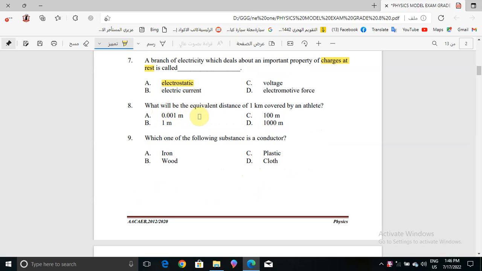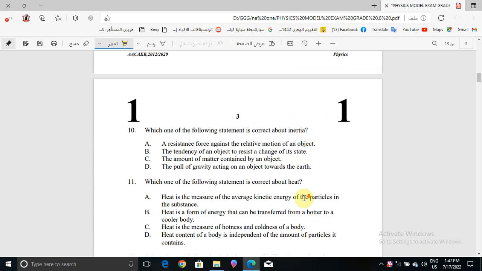Now question number 8. What will be the equivalent distance of 1 kilometer covered by an athlete? It will be 0.001 meter, or 1 meter, or 100 meter, or 1000 meter. Now here we have 1 kilometer. When we convert 1 kilometer into meter, it will be 1000 meter. Okay, now question number 9. Which one of the following substances is a conductor? It will be iron.